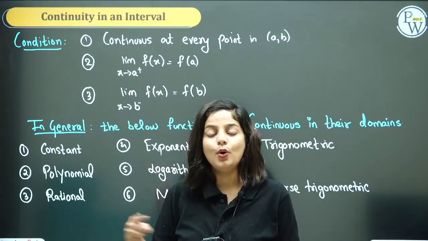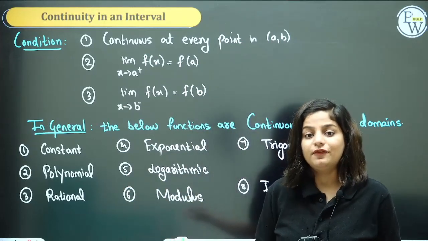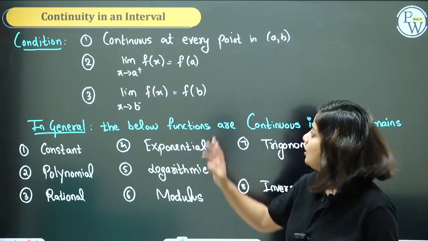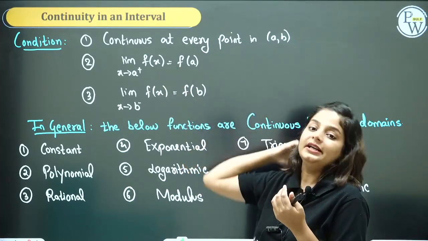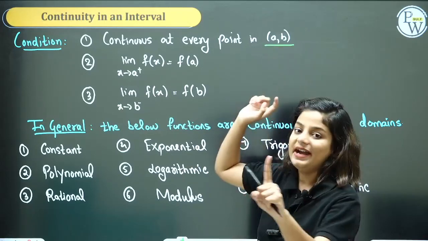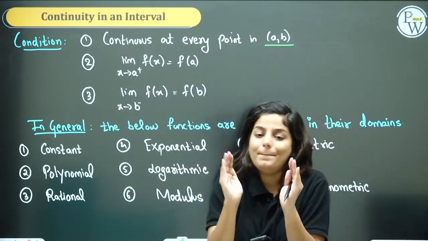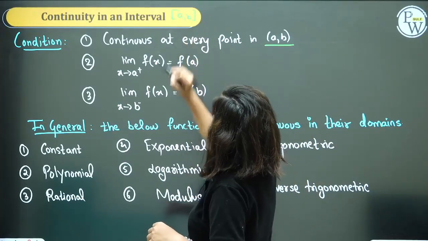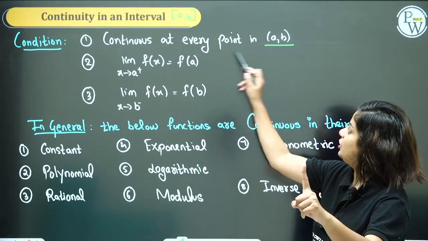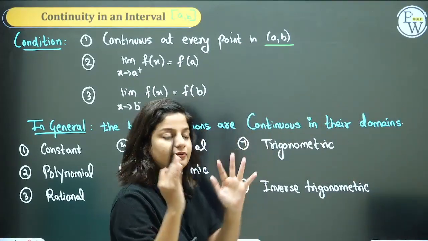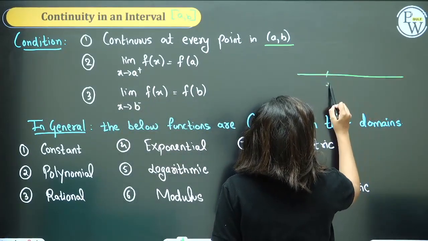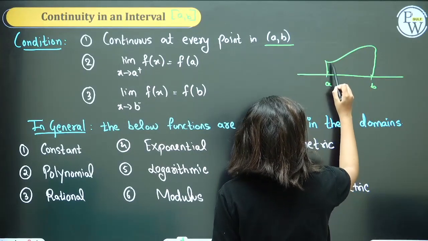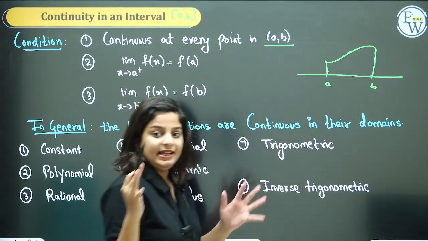Theory has now become important for boards also. Earlier it was not that important, but now it is. So when you talk about continuity in an interval, you must find that it is continuous in an open interval. When you are talking about continuity in closed interval A to B, first ensure that it is continuous at every point in the open interval within A and B. Right? At every point within A and B it should be continuous.